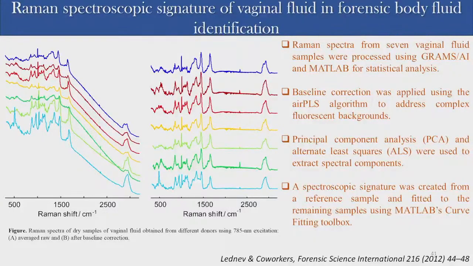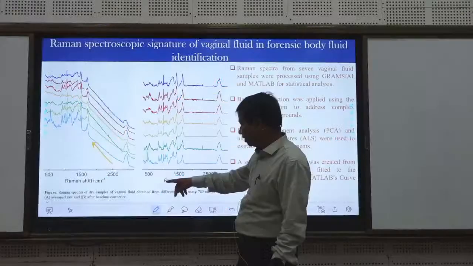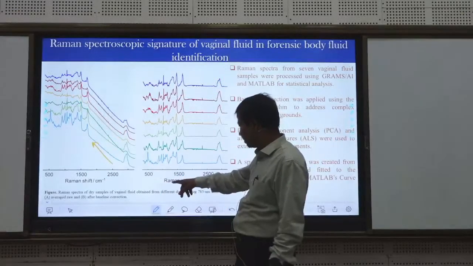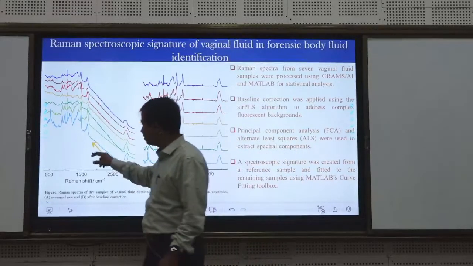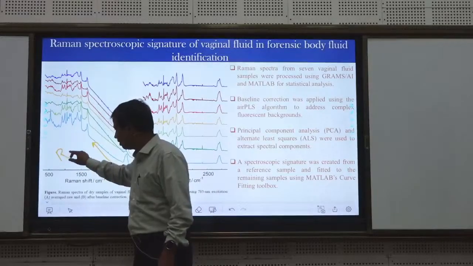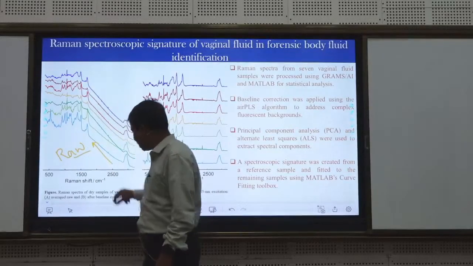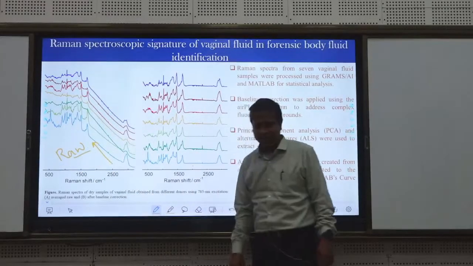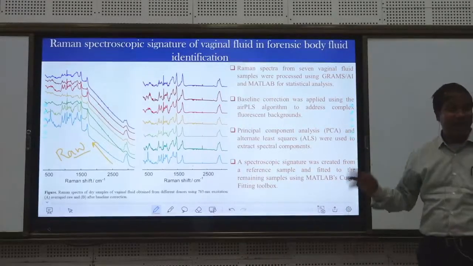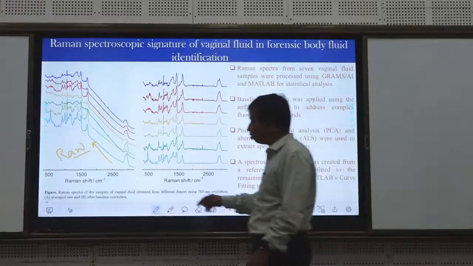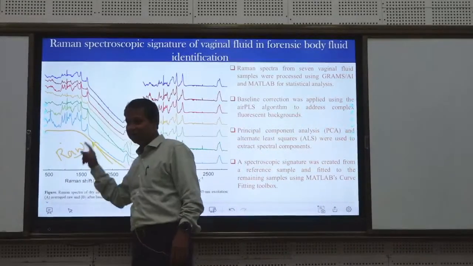You see, this one is with the background. This is with a background, a Raman spectrum of a dried sample of vaginal fluid from different donors. Average, this is the raw data, and this is after baseline correction. See, so much change. And baseline correction is not just that you correct this much baseline.